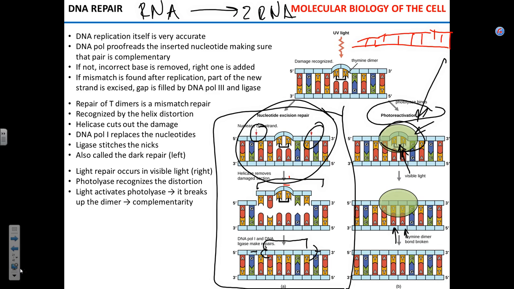In the light, correct. So the one on the left has no photoactivation, it doesn't require light to get activated. The one on the right, photolyase, requires exposure to visible light to get activated. Good? No, it doesn't really matter, it's all the same. We don't get exposed to UV light here, so we don't produce thymine dimers, because these lamps do not produce radiation in the UV range, but the sun does.